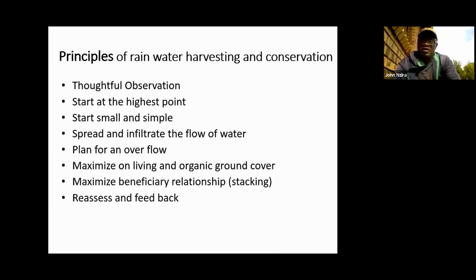Plan for an overflow. When you have a tank and water is overflowing, what do you do? Do you leave it running away, or do you need to create another tank? I'll show you some examples.